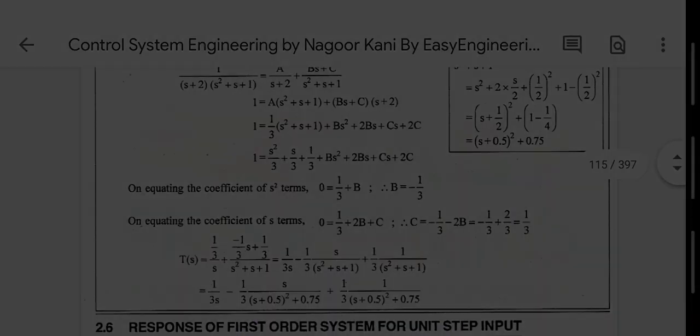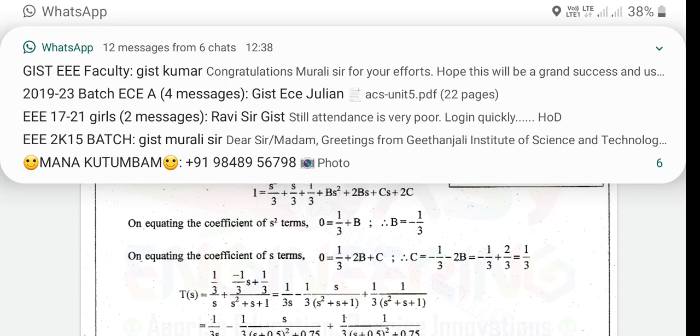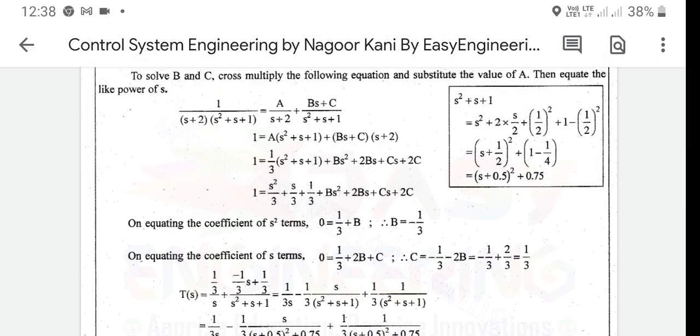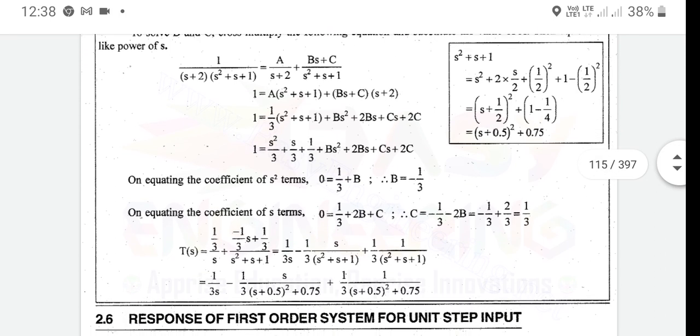What is the y term here? y is nothing but 1 by 2 whole square. So you are adding and subtracting 1 by 2 whole square. Now you are remodifying all the terms as s plus 1 by 2 whole square plus 1 minus 1 by 4, that is nothing but you are writing it as s plus 0.5 whole square plus 0.75.